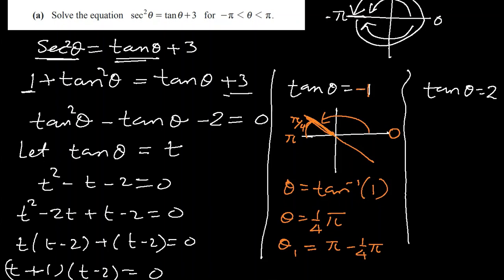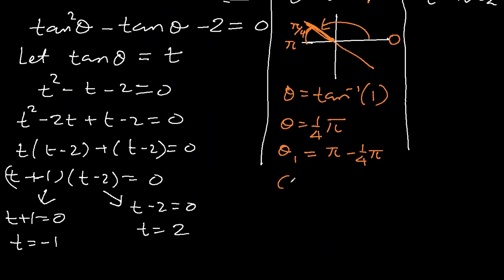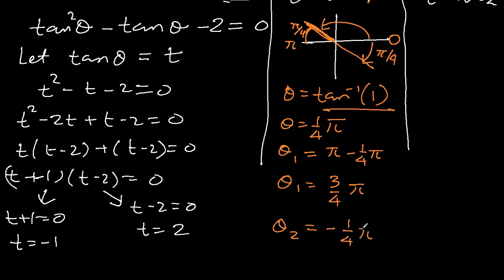4 minus 1 is 3, so theta 1 is 3 over 4 pi. The second answer will be in this direction, and we stop here in the negative direction. This angle again will be pi by 4 because we use tan inverse 1, and the second answer is going to be negative 1 over 4 pi. If we go from 0 in this direction, we write negative, and it's just pi by 4 here, so we write minus 1 over 4 pi.